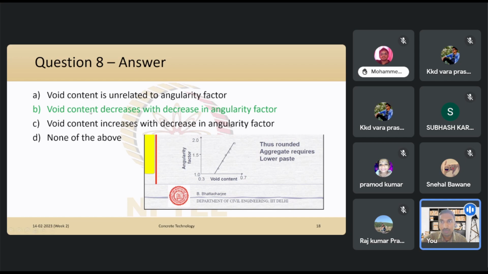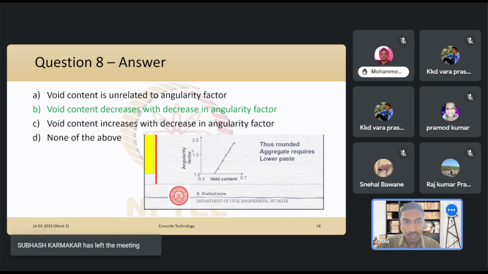Here option B is looking at it in the reverse way: void content decreases with decrease in angularity factor. We also have this graph which represents that relationship. As the angularity factor is higher, the void content is also higher. So we can also say that void content reduces when the angularity factor reduces. So B is the correct relationship. Any questions?